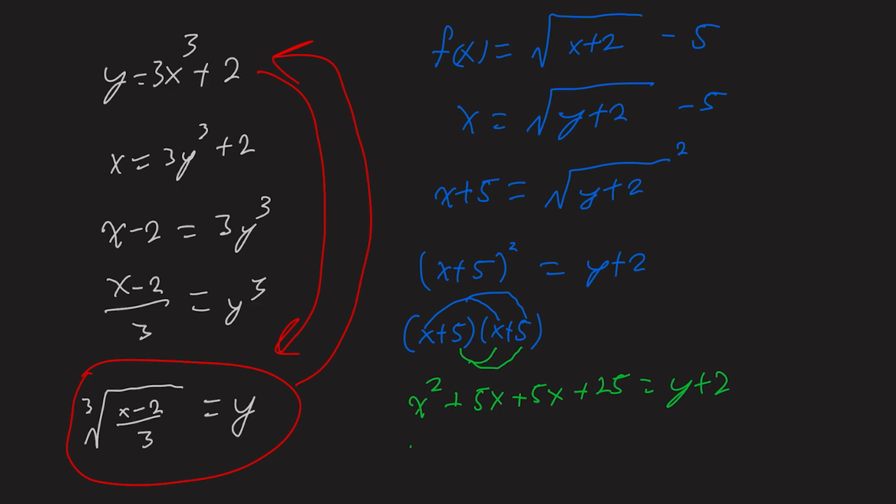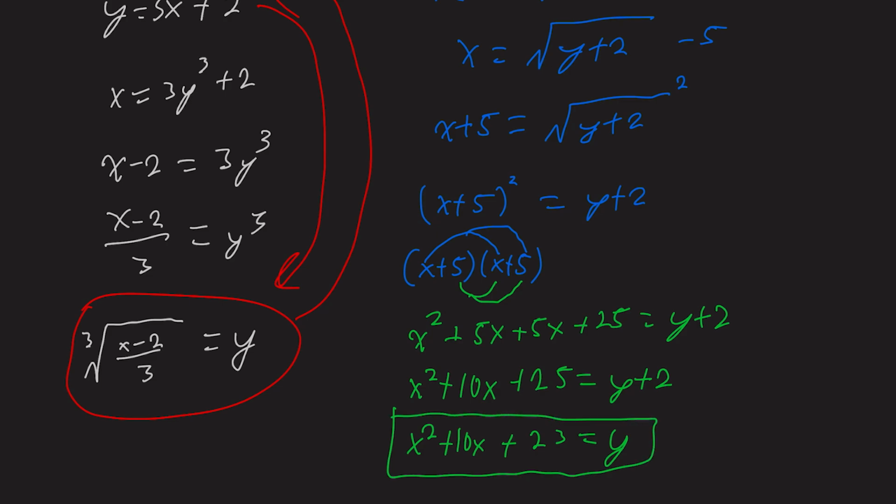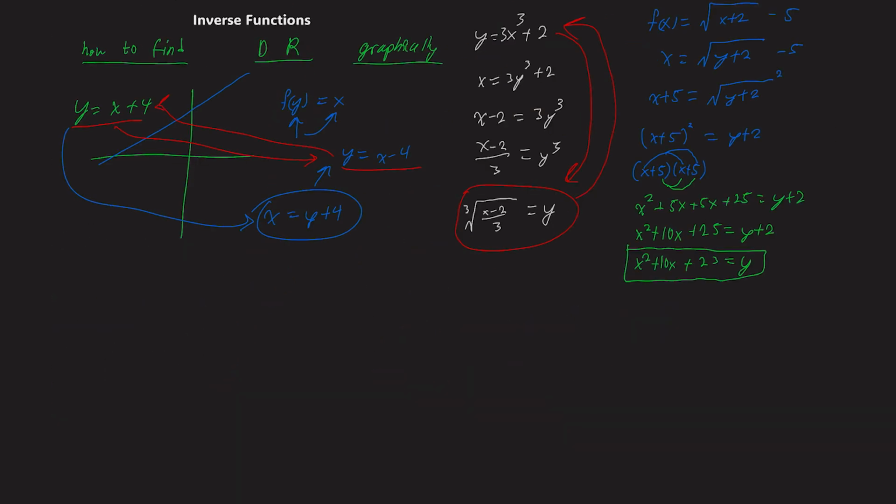So that's going to simplify to x squared plus 10x plus 25 equals y plus 2. And finally, you're going to get x squared plus 10x plus 23 equals y, subtracting 2 from both sides, and that's going to be our final inverse. Now that we've done some examples, let's look at the domain and range and the graphical representation together.